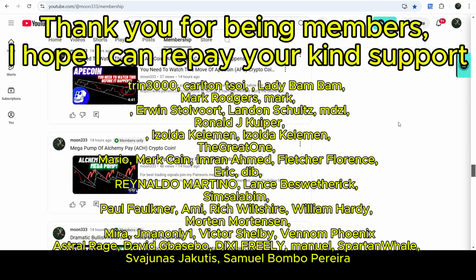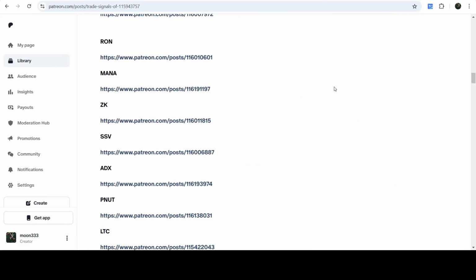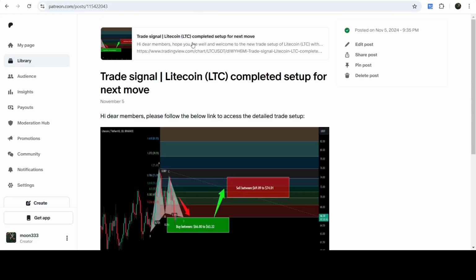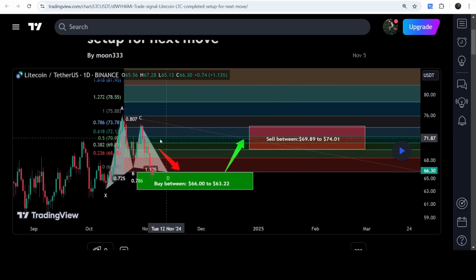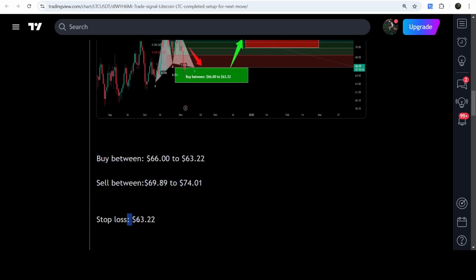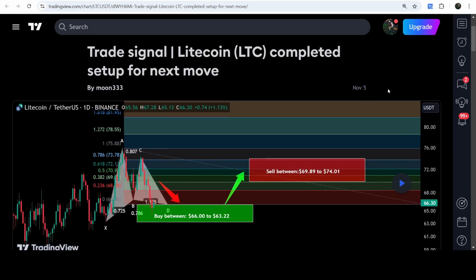So let's start the analysis. And first of all, let me begin with my most recent trade signal for Litecoin that I shared in the month of November 2024 with my members. And this was a trade setup. That was a harmonic bullish reversal Garley pattern that Litecoin formed on the daily time frame chart with the US dollar pair. And this was the complete trade signal: the buying zone, the sell target, and the stop loss. And you can see that I shared this signal on 5th of November 2024 with my members.